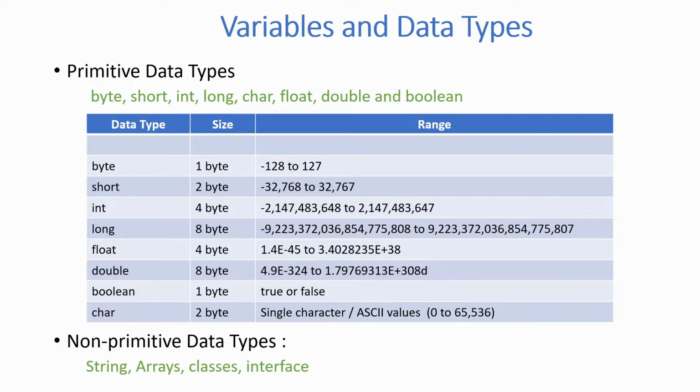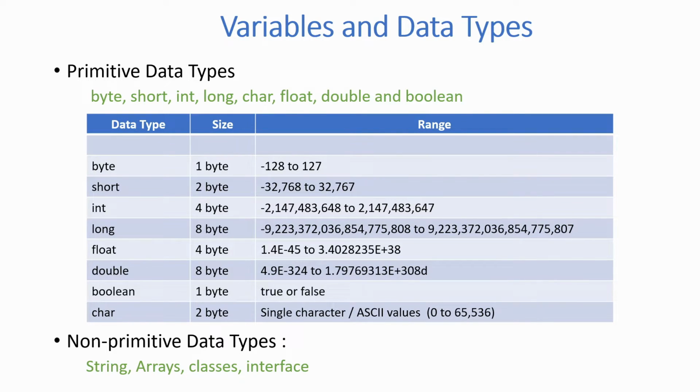Now let's talk about non-primitive data types. As you can see here, there are a few data types which are non-primitive. Those are string, arrays, classes, and interface. What are strings? A string is an object that represents a sequence of characters. We have the java.lang.String class, which is used to create a string object. We'll get to know more about strings in our upcoming videos.